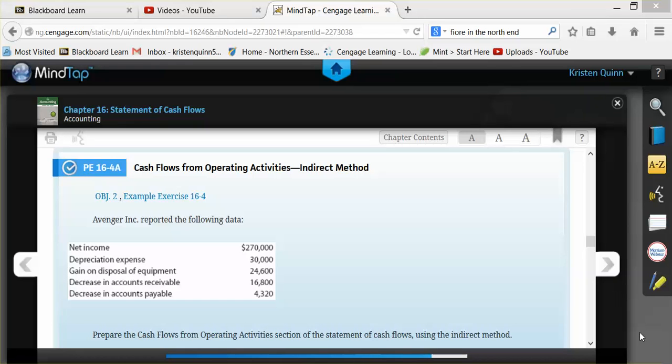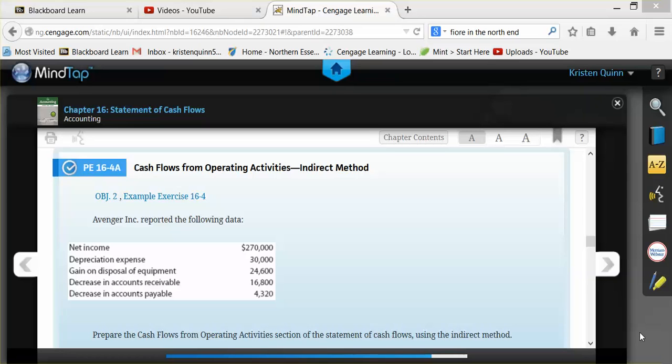In this example, we'll be doing practice exercise 16-4A that can be found in your textbook on page 756. We are going to be putting together the operating activity section of our statement of cash flow using the indirect method. They have given us some information regarding our company.